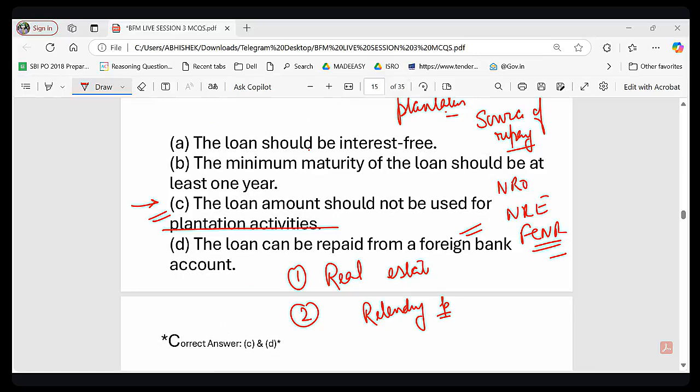So we have seen all possible conditions which need to be fulfilled for a loan given to an NRI. If this explanation helped you understand the topic, please type yes. Okay, very good. So now let's move on to the next question.